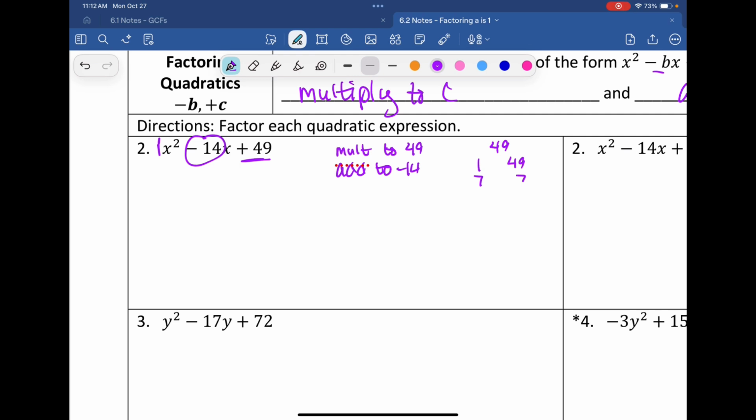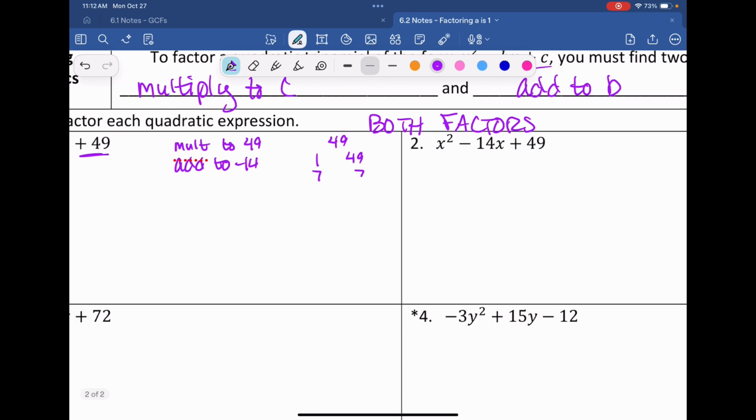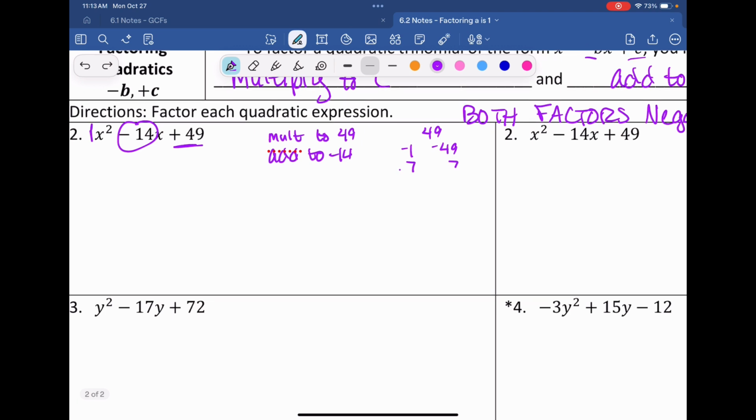In order for that to happen, either both factors have to be positive or both factors have to be negative. All right, well, if I'm adding to be negative, then to keep the negative sign, my factors must stay negative. So with a negative b and a positive c, both factors are negative. Because a negative number times a negative number is positive, and a negative number plus a negative number is still negative. So it has to add to be negative 14. So that's going to be your negative 7 and your negative 7.